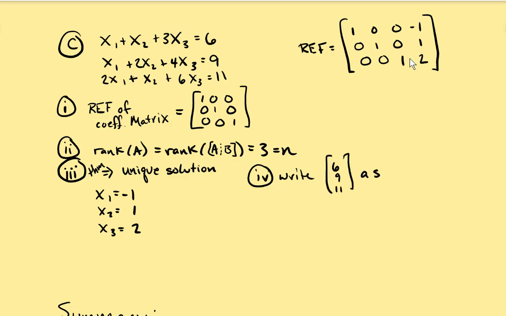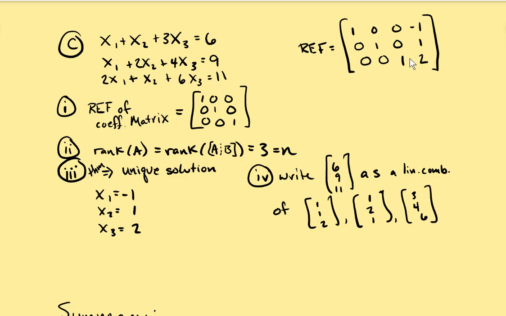as a linear combination of those column vectors of the coefficient matrix. Well, we know those x values we just found are exactly the scalars we need to make that linear combination out of these vectors. So if we've solved the system, we're done. We just have to write x1 times the first column plus x2 times the second column.